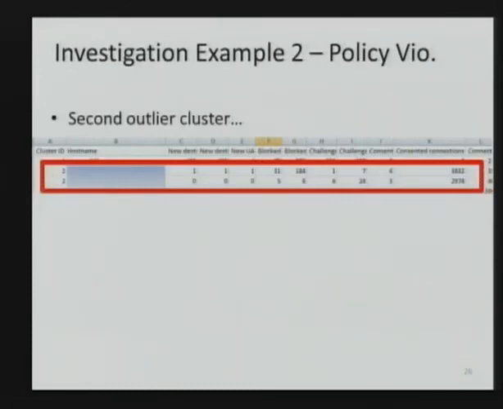The second outlier cluster on this day had 2 hosts in it, and this cluster stood out because those 2 hosts made a large number of consented connections. This means that the user was presented with that policy agreement page, and he actually clicked and went to that website and made thousands of connections. So what are those domains?